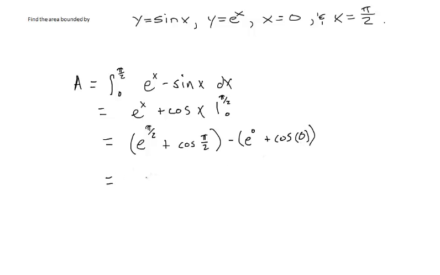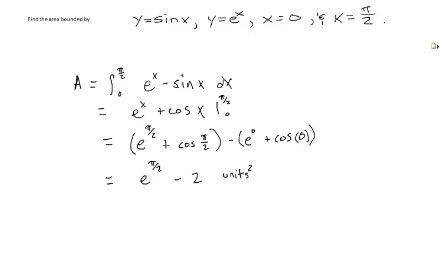And now e to the pi over 2 can't be simplified, not without getting a decimal approximation. Cosine of pi over 2 is 0, minus e to the 0 is 1, and cosine of 0 is 1, so minus 1 plus 1, or minus 2. So our area is e raised to the pi over 2 minus 2, and that's units squared, because it's area.